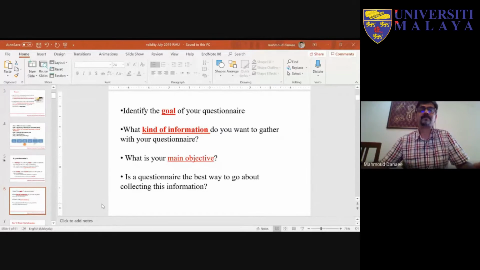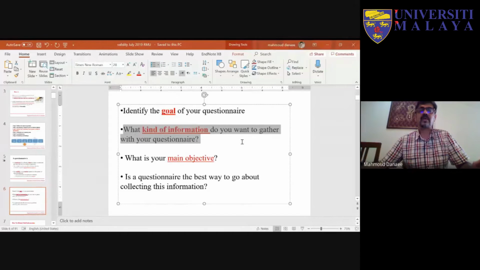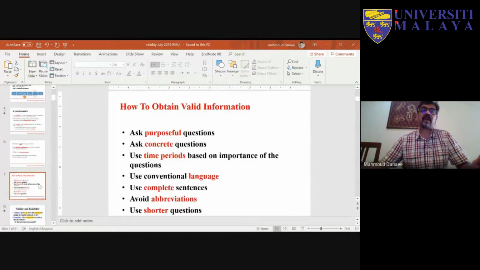Of course, as you can see in this slide, initially we have to identify the goal of our research instrument and what kind of information you are going to collect through the questionnaire. This should all be tallied with your main objective in the research. Achieving valid information depends on some questions that you should answer prior to starting any research.